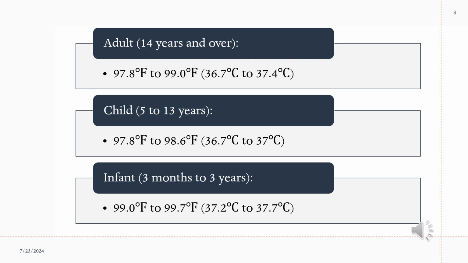A person with a body temperature below normal limits, as we discussed previously, is considered hypothermic. A patient with body temperature above normal limits is considered to have a fever. Normal ranges for an adult temperature are 97.8 degrees Fahrenheit to 99 degrees Fahrenheit. A child, ages 5 to 13, average temperature is 97.8 degrees Fahrenheit to 98.6 degrees Fahrenheit. And average temperature for an infant is 99 degrees to 99.7 degrees Fahrenheit.